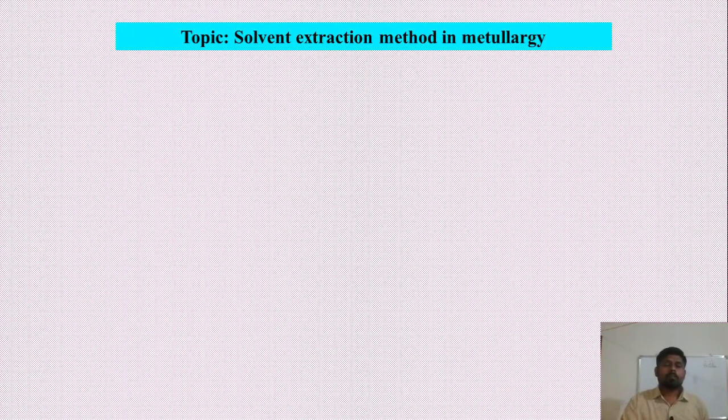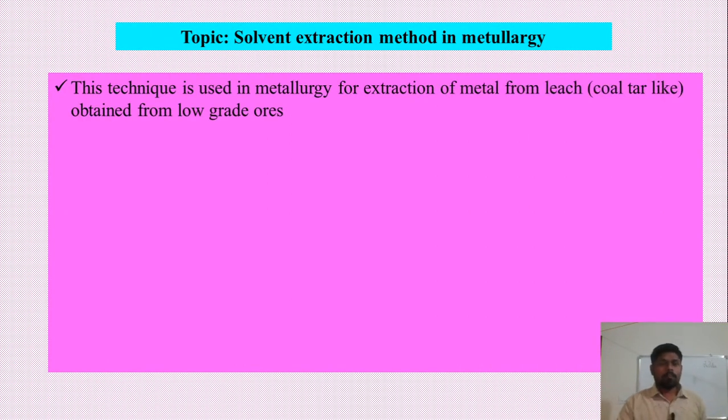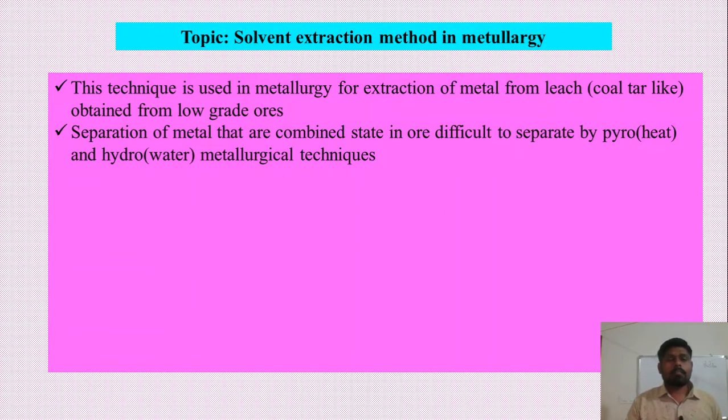Now, the next topic of my discussion is the solvent extraction method in metallurgy. This technique is used in metallurgy for extraction of metal from leach liquor, a coal tar-like material obtained from low-grade ores.